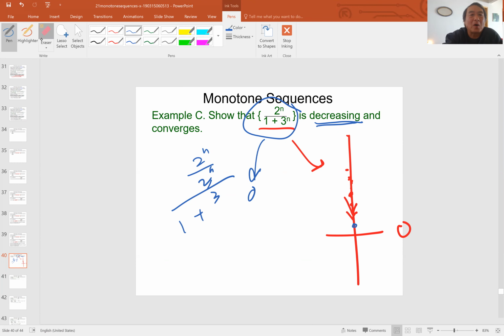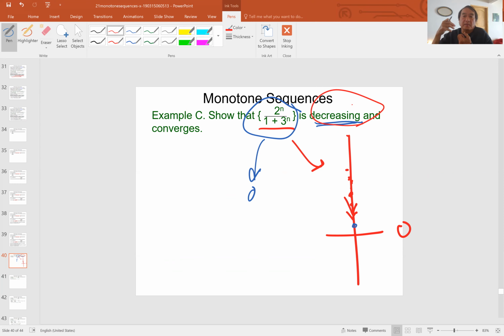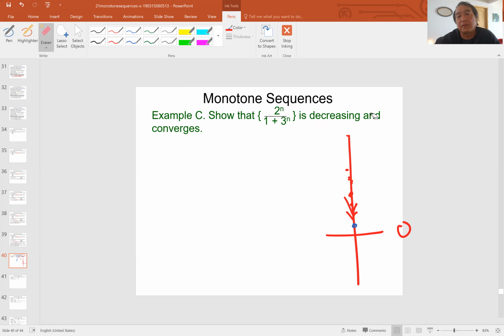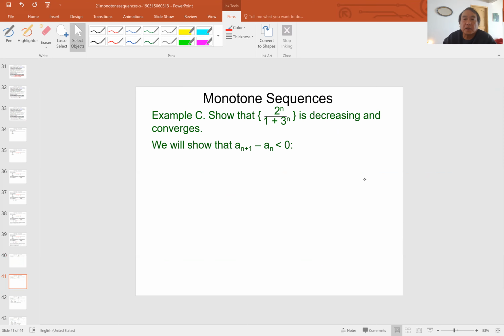But what I'm going to do is take a different approach, kind of a longer way to do it, through the idea of decreasing and bounded. Therefore, it must have a limit, which is 0 if we calculate it. But we'll show that the difference is less than 0. As it goes further, it gets smaller, so the difference is negative.